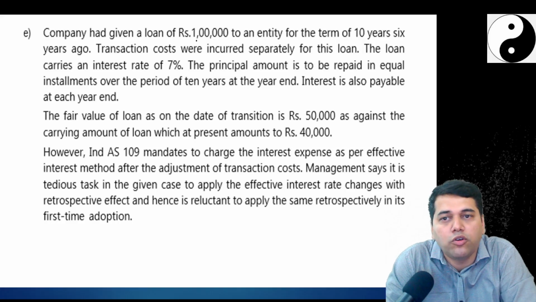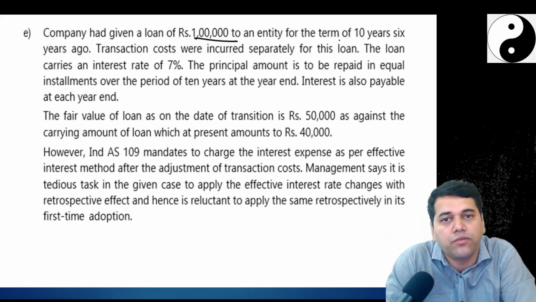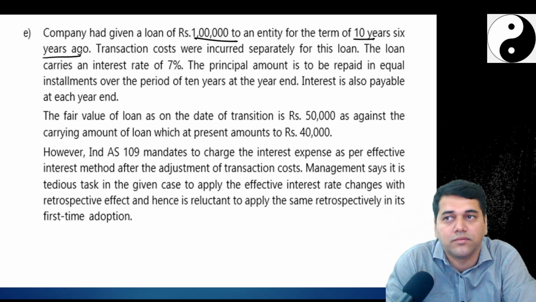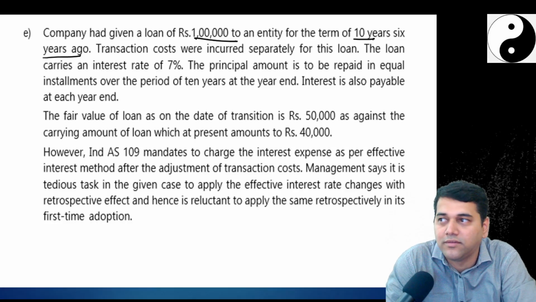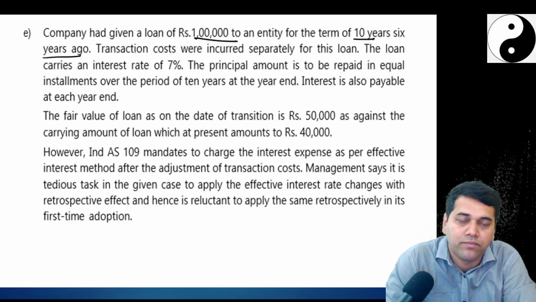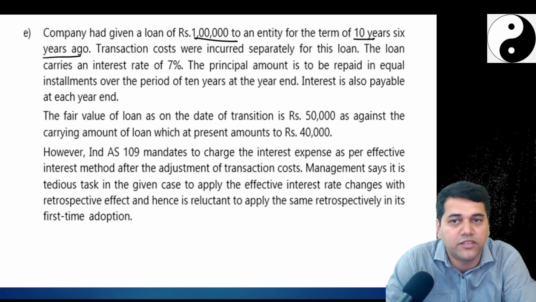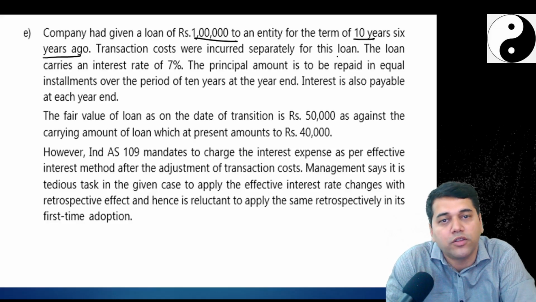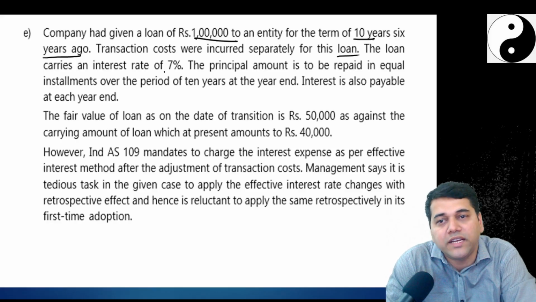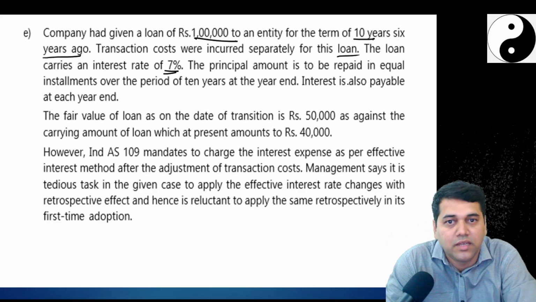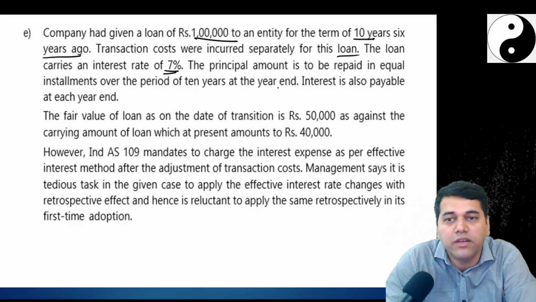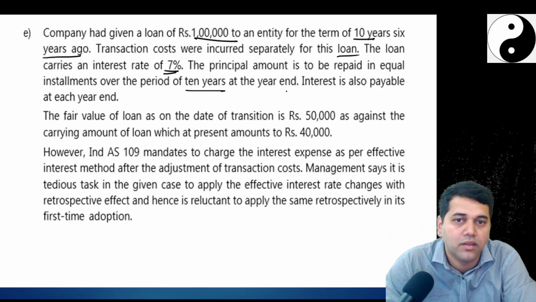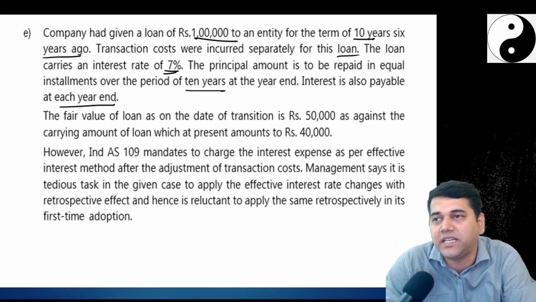Now the company had given a loan of 1 lakh rupees to an entity for a term of 10 years, 6 years ago. The total loan period was 10. How many years are pending now from the transition date? 4 more years. Transaction costs were incurred separately on this loan, and the loan carries an interest of 7%. Principal amount to be repaid in equal installments over a period of 10 years at the end of the year. The interest is also payable at the end of every year.